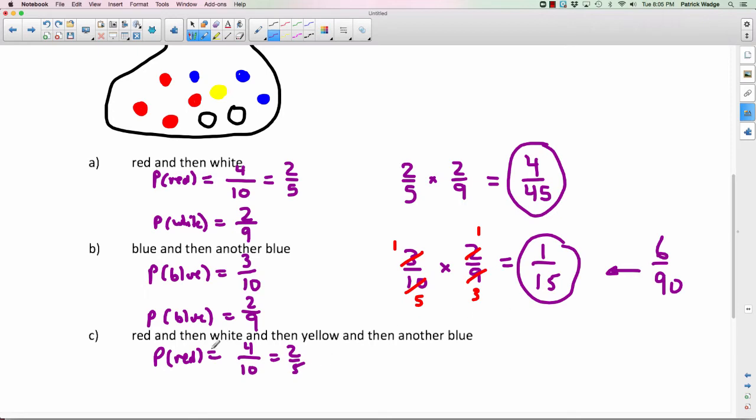Okay, next we want to know what's the probability of then getting white. Wait a minute, we did that in the first question too. These are bad questions. I have no one to blame but myself. I made them up. So I'll get rid of one of the reds. It doesn't matter which one of the reds I take out.